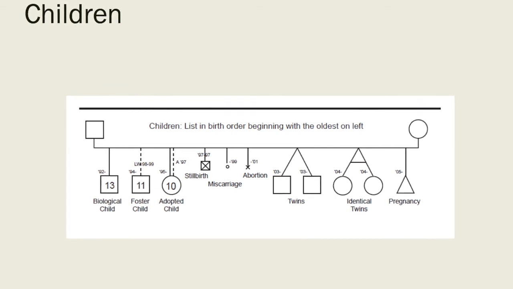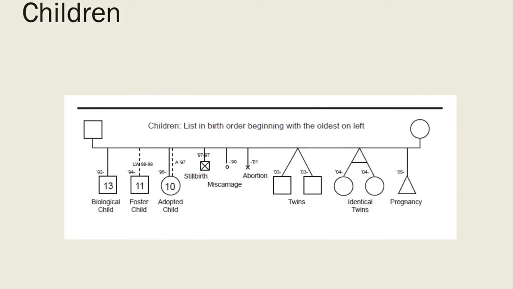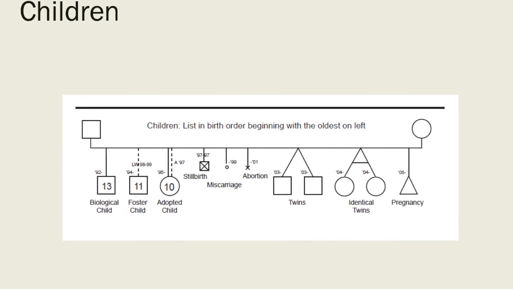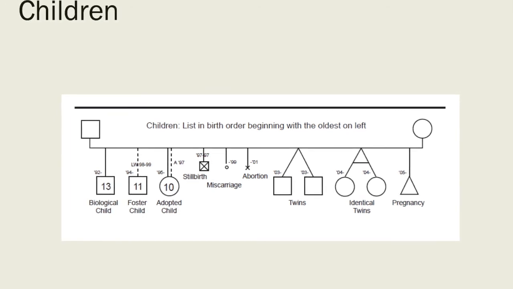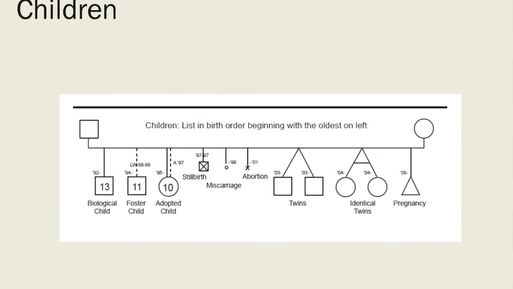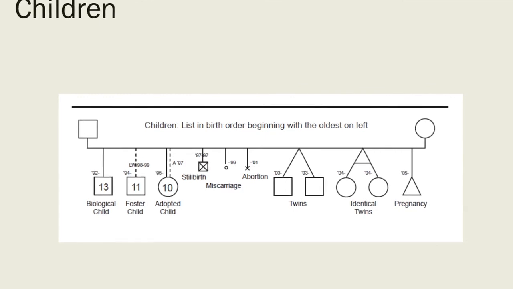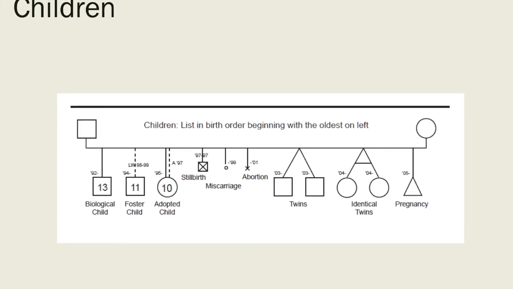Twins, if they are fraternal, and those are non-identical twins, are identified as just two lines coming out from the same point and their genders. Identical twins are identified essentially the same way. They just have a coupling link between the two lines that are coming out of the same center point. And then pregnancy, finally, for those siblings or nieces, nephews, cousins, uncles, aunts that are unborn yet, they'll just be identified as a triangle.